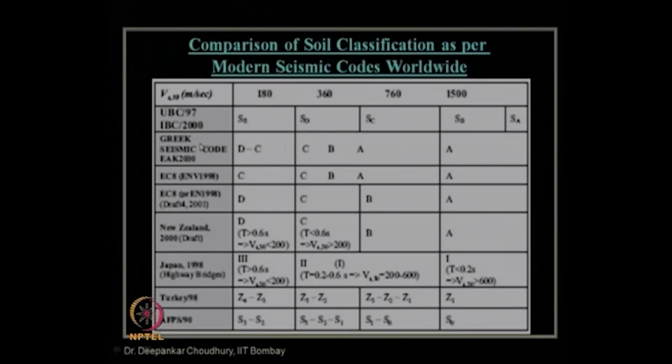The other soil classification in modern seismic code worldwide, you can see IBC. IBC is International Building Code of 2000 or UBC of 97.